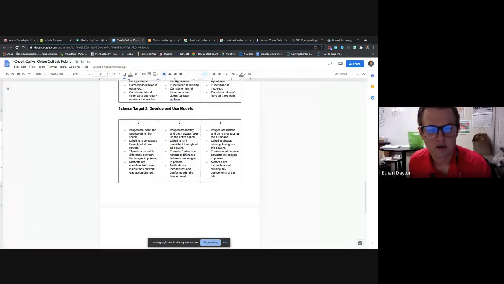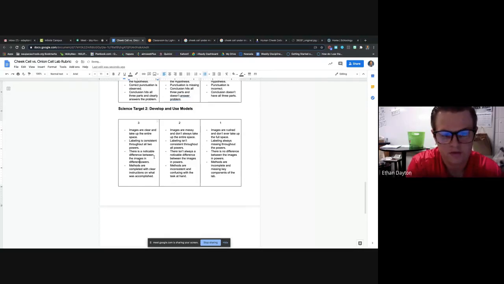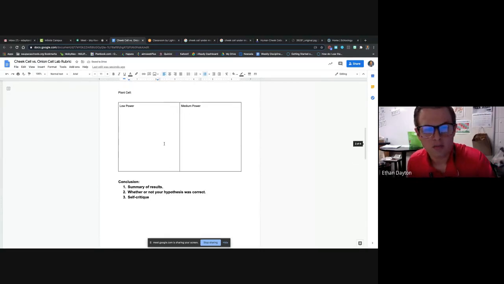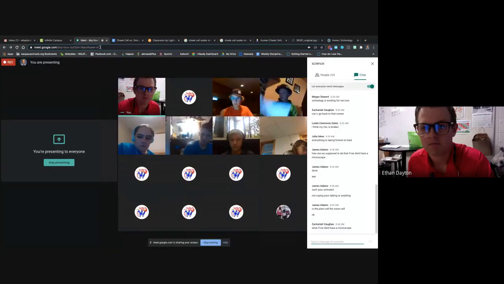Then this is another huge part: there is a noticeable difference between the images in different powers. So I should be able to tell the difference between your low power and your medium power. Okay? We good? You all have access to this?